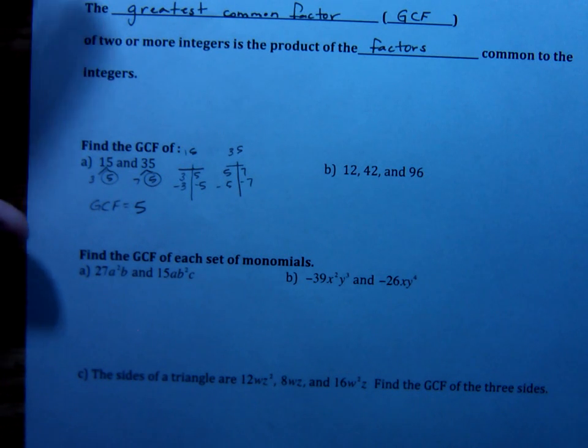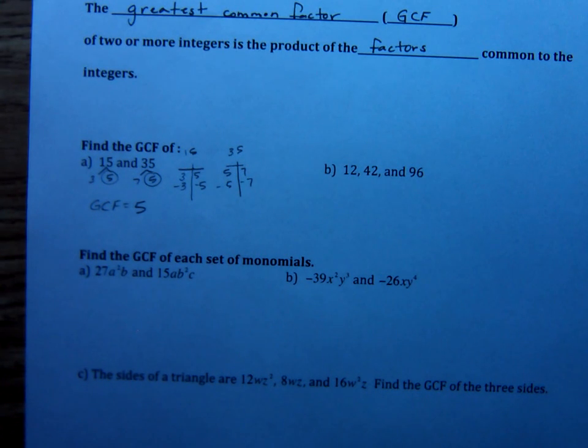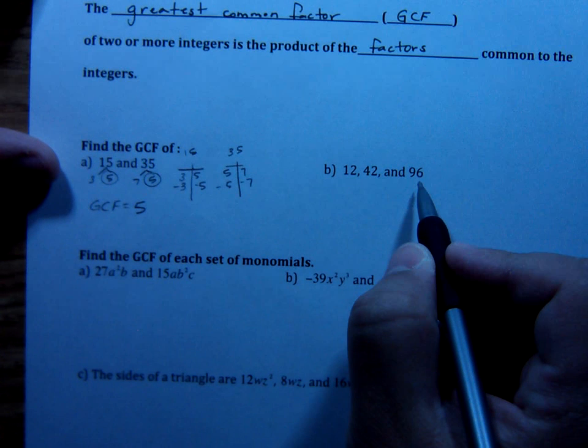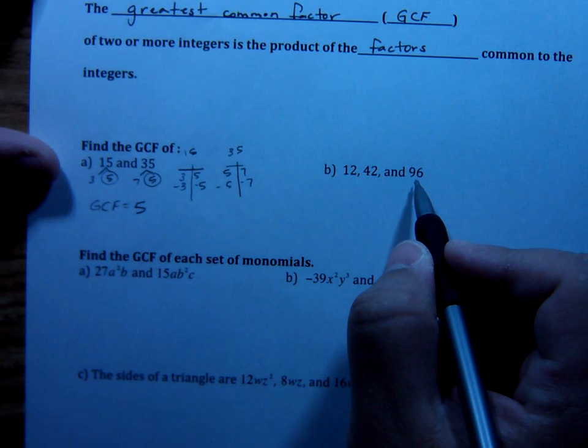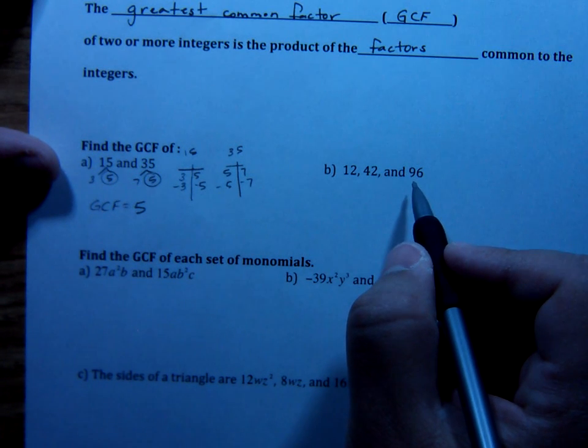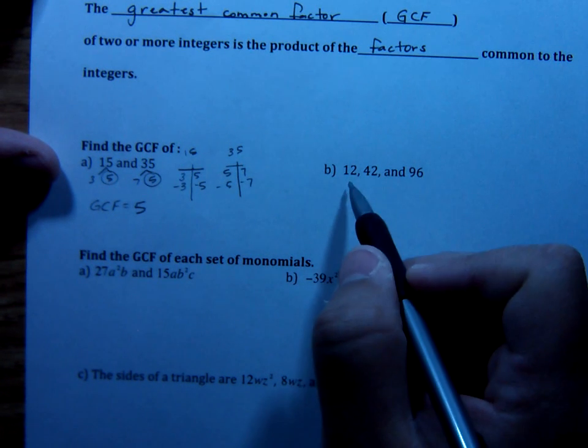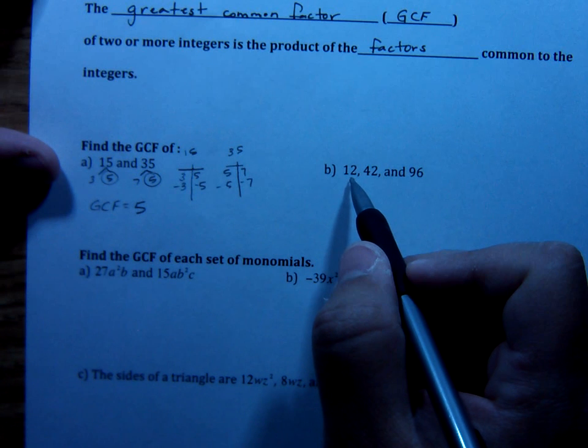We're going to do it tomorrow a little bit, but after that, finding the GCF is something that you need to be able to do in your head. For example, if I look at 12, 42, and 96, let's think about this. Without doing this on paper, what do you think the greatest common factor is? Well, let's start with the highest factor of 12 that you can think of. The highest factor of 12 is 12.